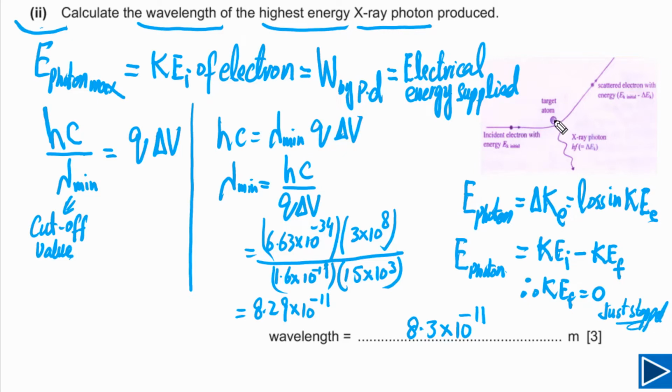Or we can simply say in this case the electron is like this. This is the nucleus. This is the electron. So this electron is coming. It has certain kinetic energy. When it reaches this point, it just stops here. So all the energy of this electron will be converted into an X-ray photon.